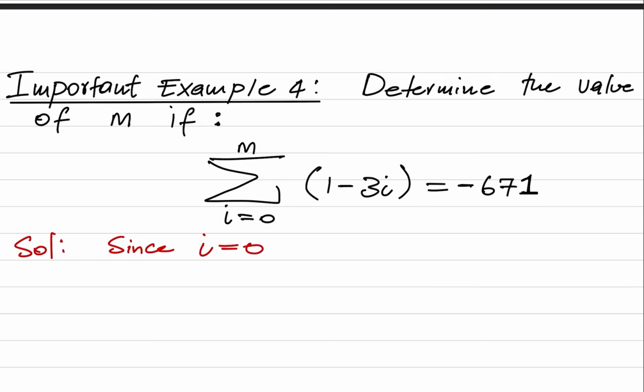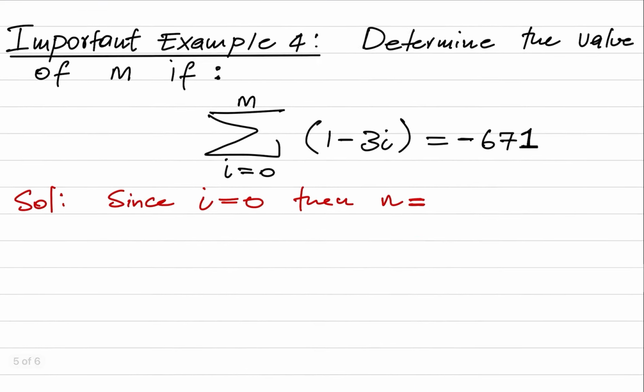Since i equals 0, since i is equivalent to 1, 0, then our number of terms will be top minus bottom. Top, which is your top there, then this is your bottom, minus bottom plus 1. So that means you have m plus 1. That is your number of terms, m plus 1.